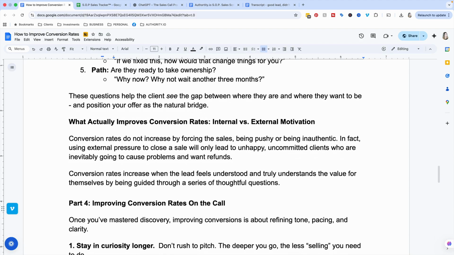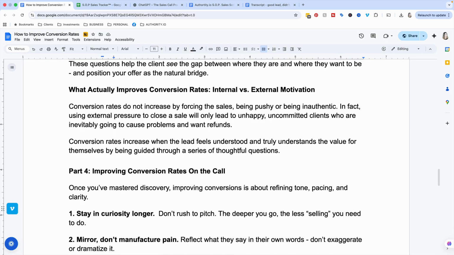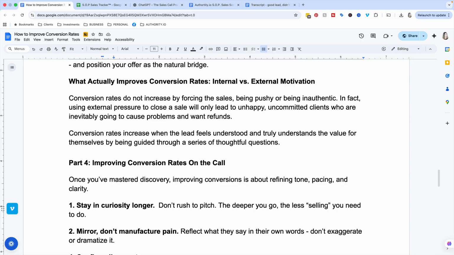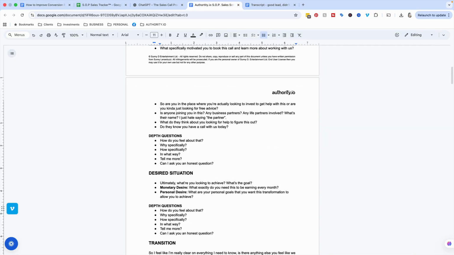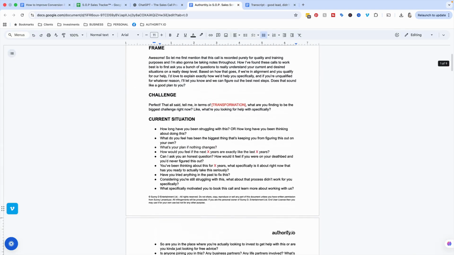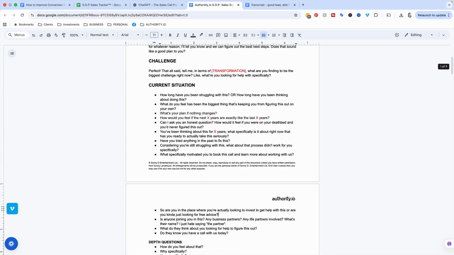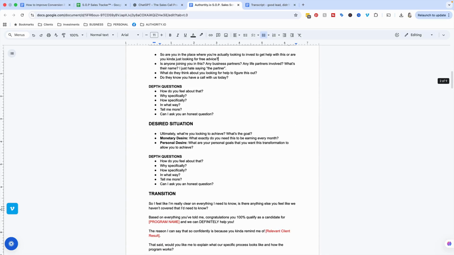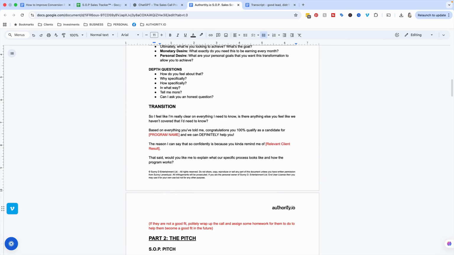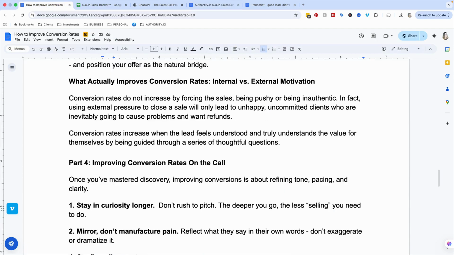So these questions help the client see the gap between where they are now and where they want to be and position your offer as the natural bridge. The biggest thing with the sales script is you need to stick to the process. So you have to start with where they are now and ultimately where they want to be. And then that allows you to transition naturally into the pitch. But if we don't do that properly, we're simply going right into a sell. And that feels really inauthentic for both sides. And it doesn't actually make any sense because the person's going to be like, well, why would I even need this?